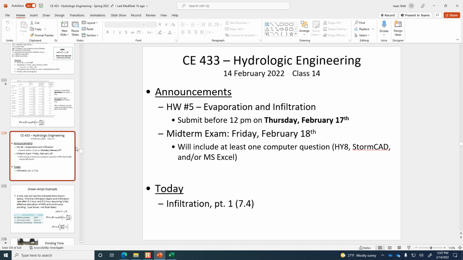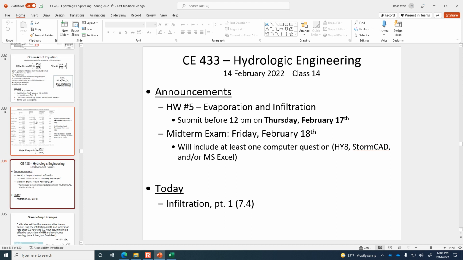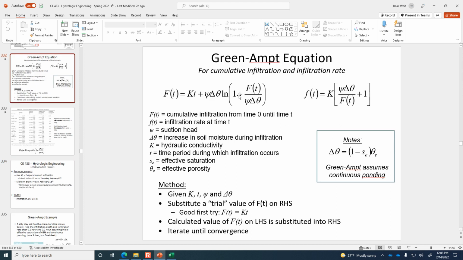If we draw a control volume enclosing some portion of both the atmosphere, the surface, and the subsurface, the water is coming in and going out of that control volume, and what we're talking about is the infiltration component. Now, where we left off last time was just discussing this Green-Ampt equation. And what it does is it allows us to estimate both the amount of water that will infiltrate and also the rate of infiltration over time.